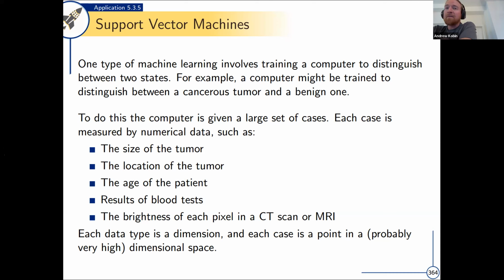So each data type is given by a different dimension. We can think of brightness as a one-dimensional measurement of each pixel, but also the size, location, age, and result of all these blood tests allow us to attach even more information, in a high degree of complexity, to the training data for this machine learning system. And we can also think of each case, or each picture plus extra data that we feed the computer, as a point in a very high dimensional space.